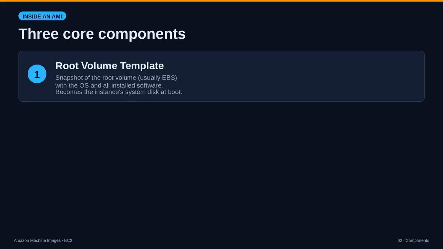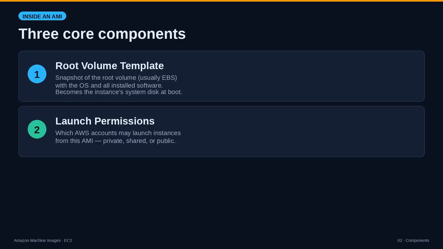An AMI is not just a disk image with a fancy name. AWS packages three core pieces together. First, the root volume template. That is a snapshot of the root volume, almost always an EBS snapshot, holding the operating system and every package you installed. When an instance boots, this is what becomes its C drive equivalent.